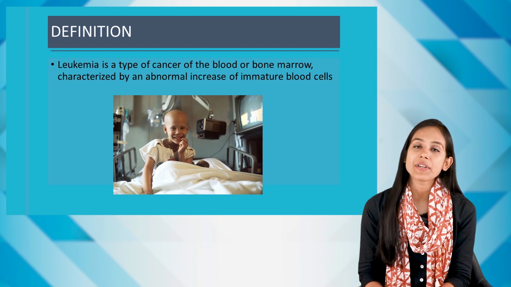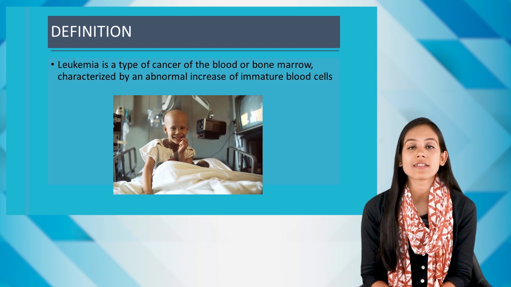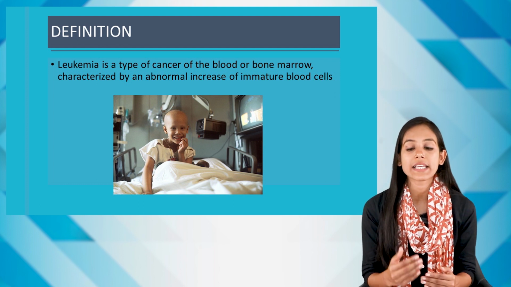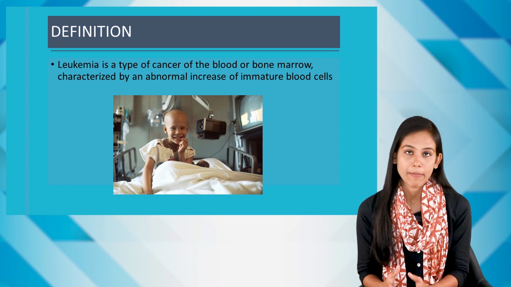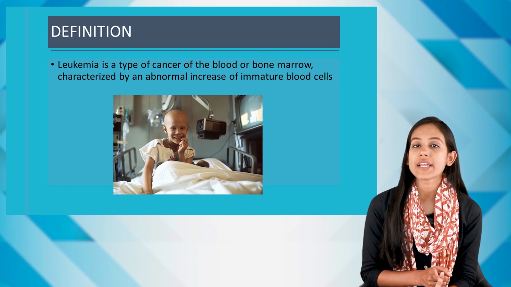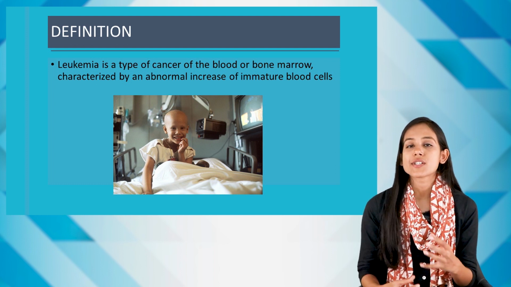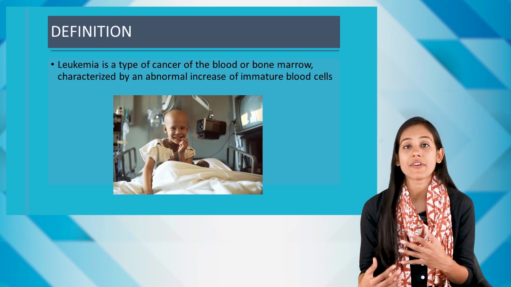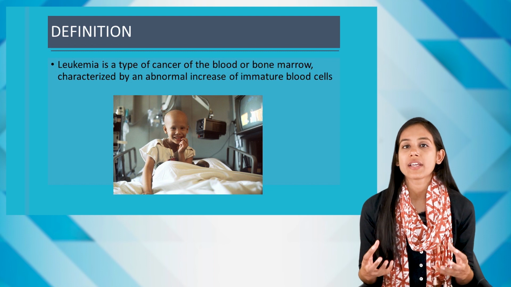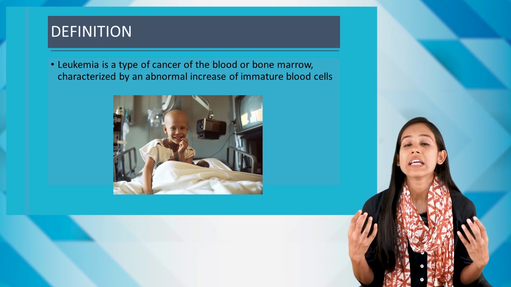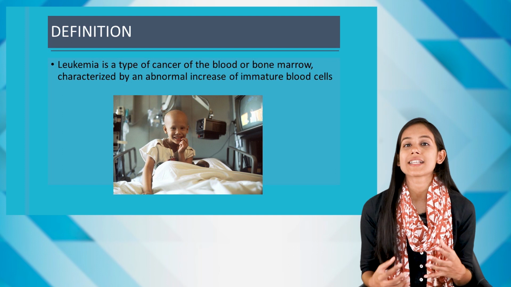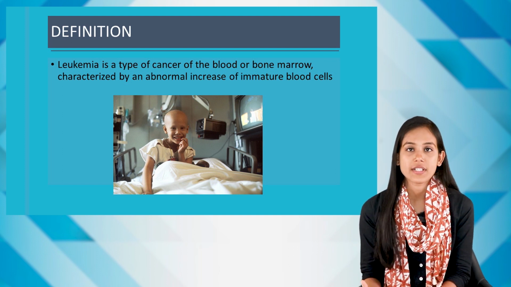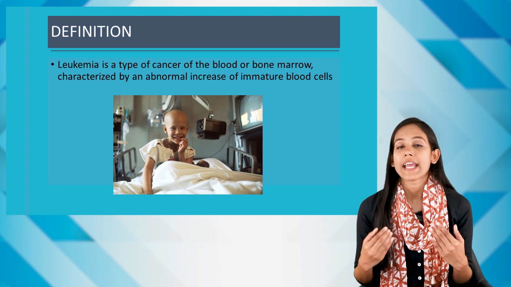So leukemia can be defined as a type of cancer of the blood or bone marrow which is characterized by an abnormal increase of immature blood cells. So here also one more thing is that when the cells start to multiply or divide rapidly, the product we get would be an immature cell, which we call blast cells, right? So these cells are actually immature cells, and that's the reason it won't serve any function.